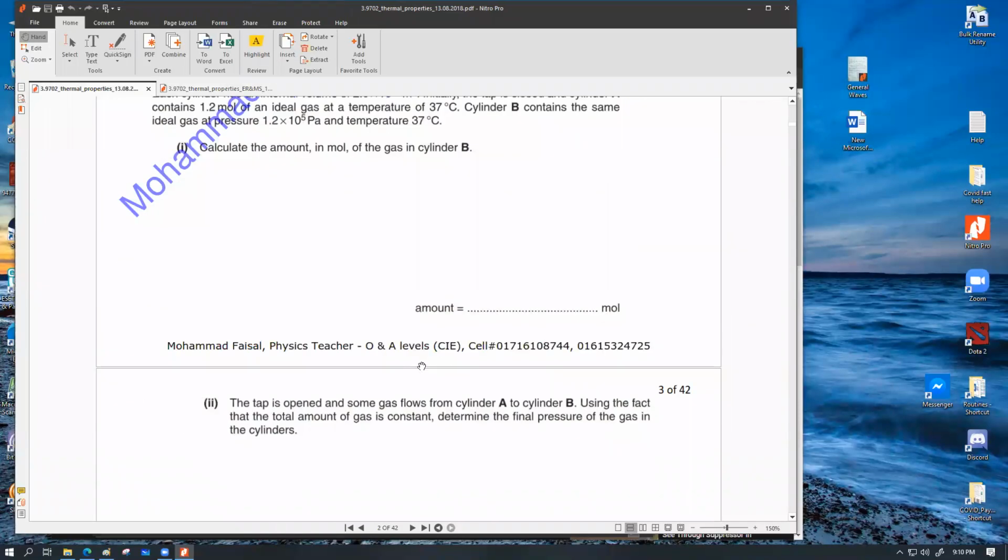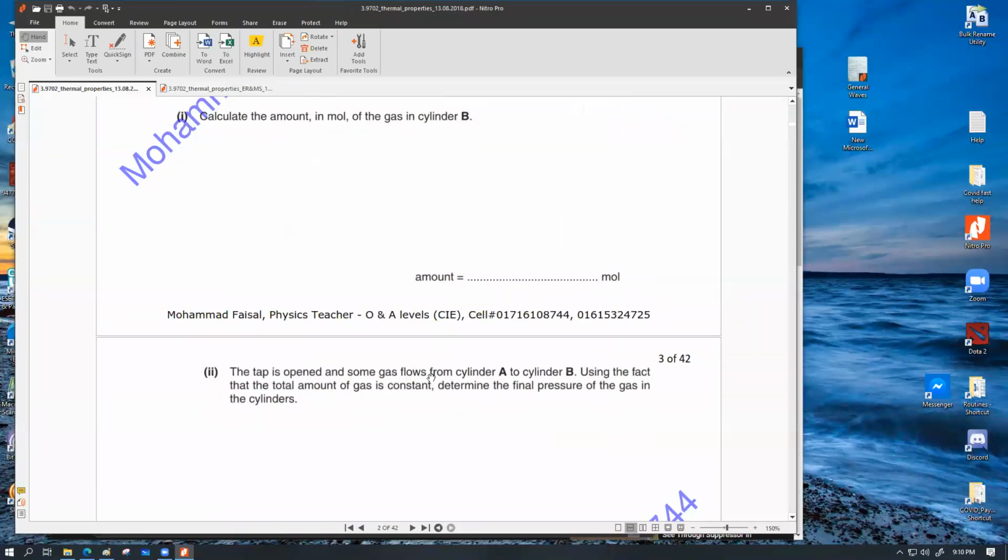Then the question says further, the tap is opened and some gas flows from cylinder A to cylinder B. Using the fact that the total amount of gas is constant, determine the final pressure of the gas in the cylinders.